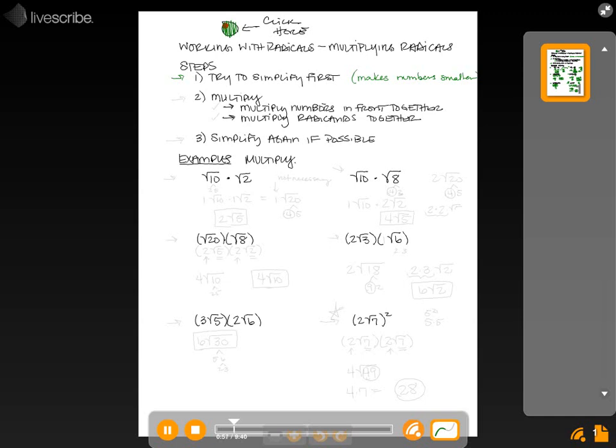If you simplify first, that keeps your radicand smaller. And you may not have to simplify it again. It may not break down. So it's a great idea to simplify first. That should be the first thing you do when you see these problems.